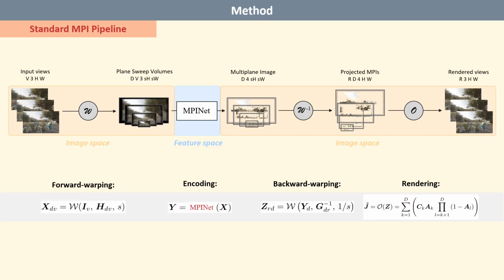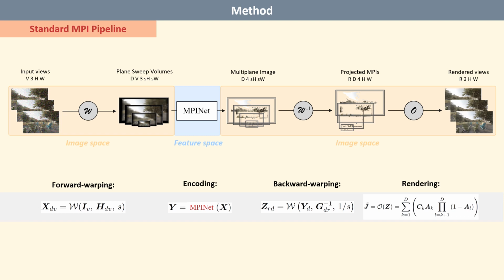The standard MPI pipeline implements four successive operations: forward warping, projecting the input views into plane sweep volumes; encoding by an MPI prediction network, producing the multiplane image representation; backward warping, projecting the MPI back to an arbitrary number of novel views; and rendering of the output views using the fixed overcompositing operator.